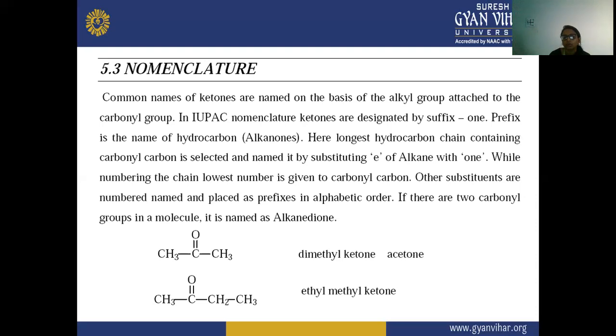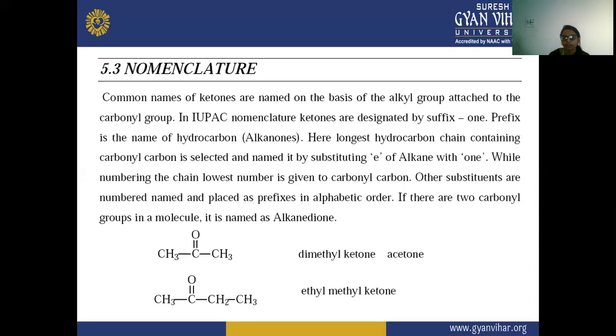Here we have to look for the longest hydrocarbon chain. We select the longest hydrocarbon chain containing the carbonyl carbon, and we substitute the E of the alkane with "one". While numbering the chain, firstly we have to give the lower number to this carbonyl carbon. Then the other substituents are numbered accordingly, and we prefix them in alphabetical order.